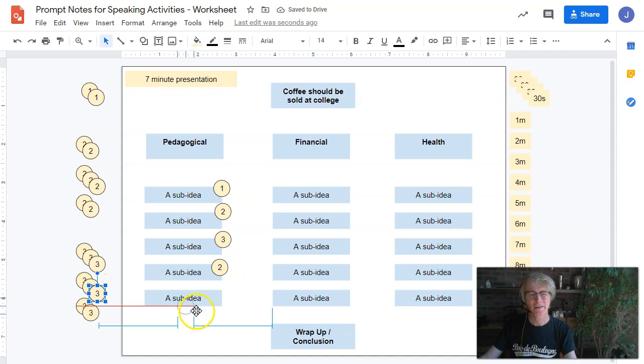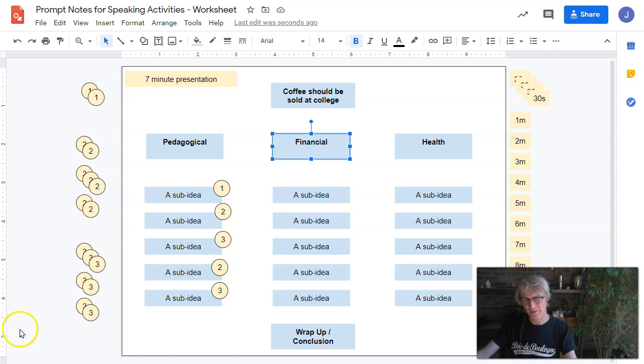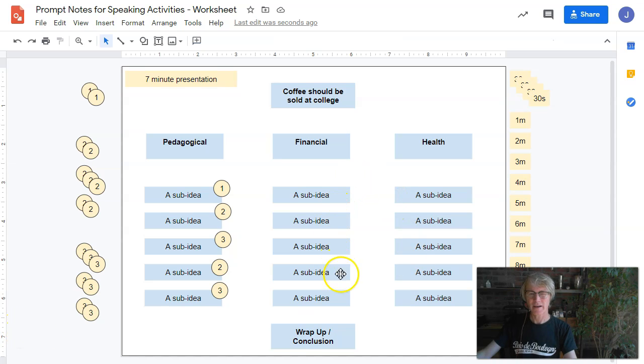But what we have here in this first category is one really, really good idea, a couple of decent ideas, and some that are all right ideas. And then what we're going to want to do is the same exercise for the other ideas. So from a financial perspective, let's come up with some ideas about why coffee should be sold at the college.